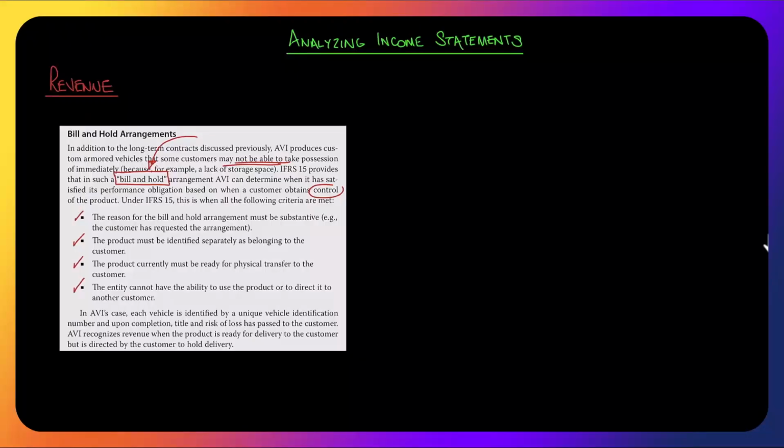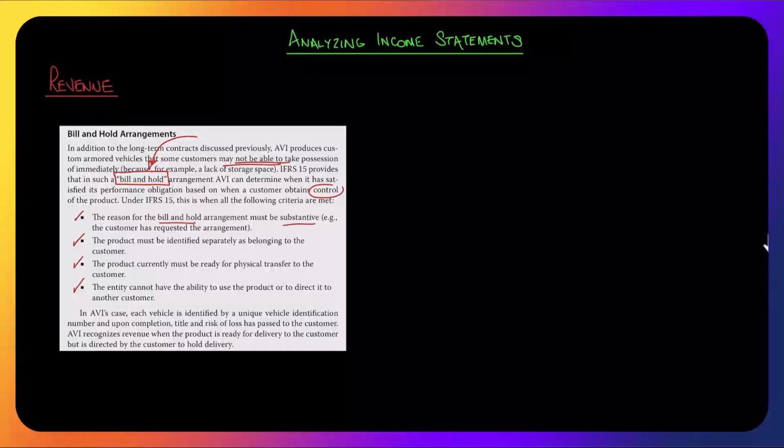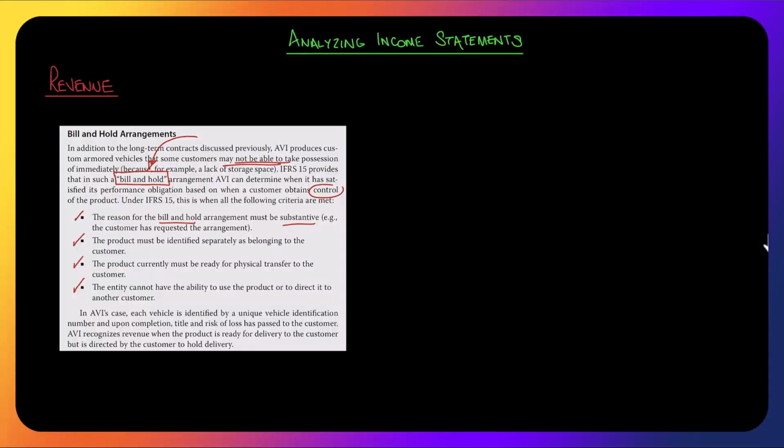Number 1, the reason for the bill and hold must be substantive. E.g., the customer has requested the arrangement. Many examples down the years of accounting manipulation where a company just pretended it was bill and hold. Put inventory in a separate room and said, oh, look, yeah, customers have bought this. They just haven't taken it yet. Well, where's the evidence that the customer asked you to do this?